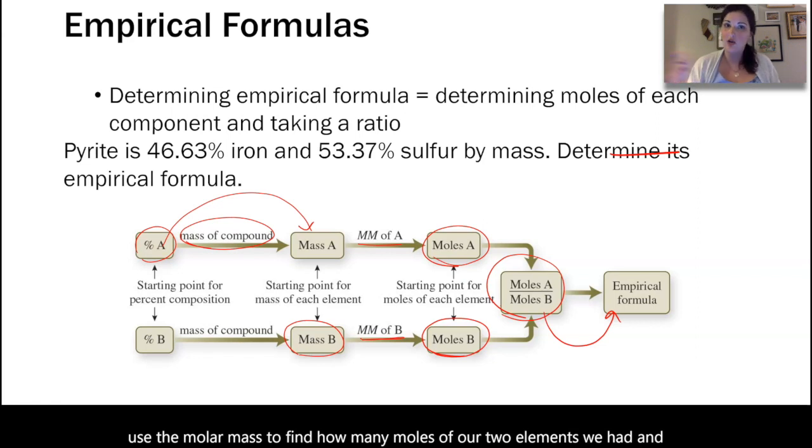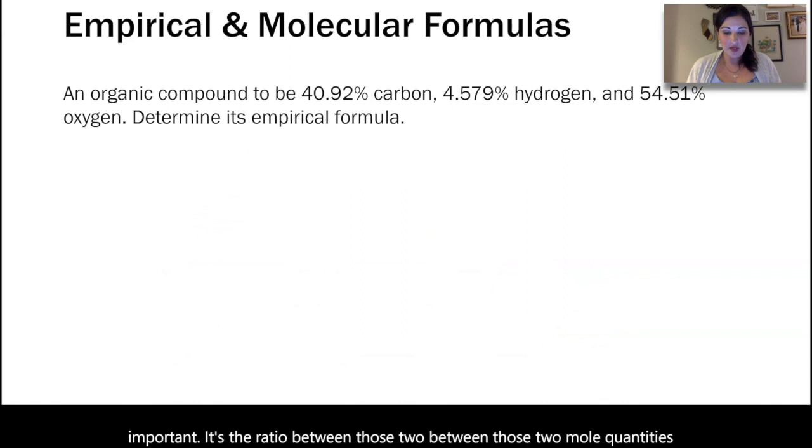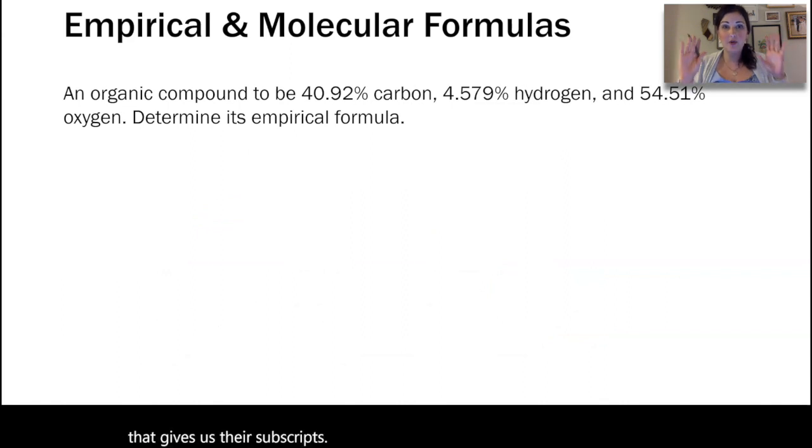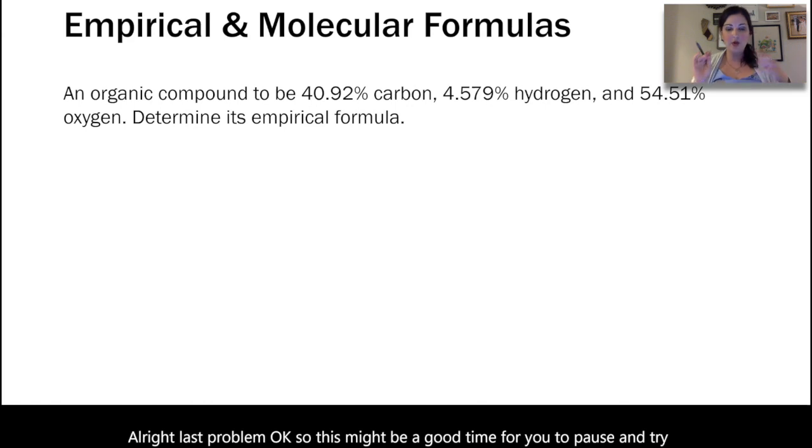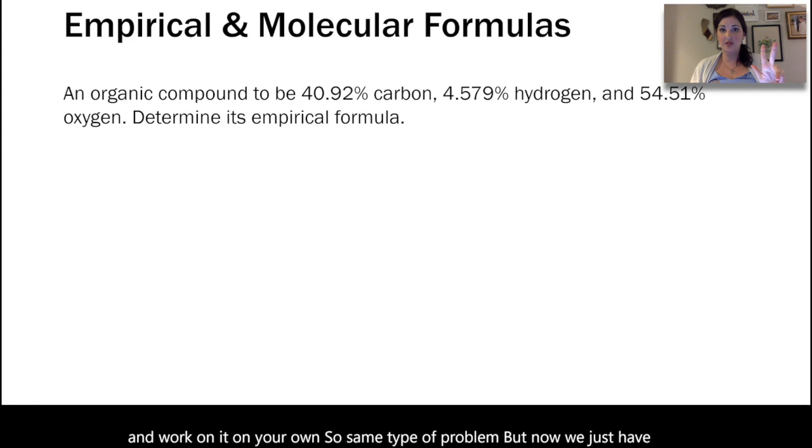It's the ratio between those two mole quantities that gives us our subscripts. All right, last problem. This might be a good time for you to pause and try to work on it on your own. Same type of problem, but now we just have 3 components: carbon, hydrogen, and oxygen.